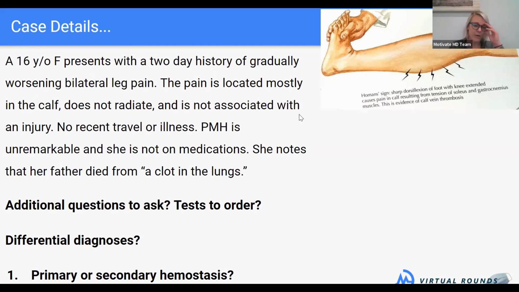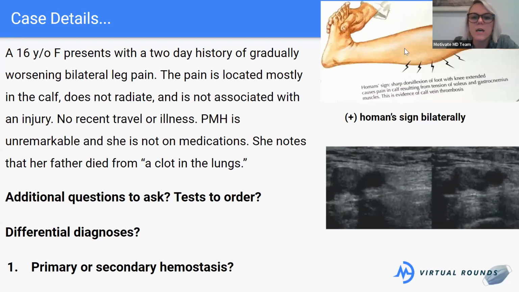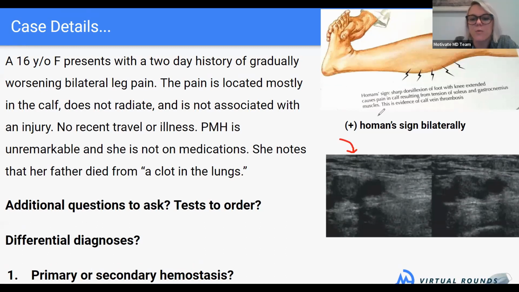So the test that we're ordering is usually, yeah, good job, Matthew, I was just about to say, a Doppler ultrasound of the lower extremity. And what we're looking for is this. Here's the vein when we're not compressing, and here's when we compress with the ultrasound probe on the vein. The vein looks the same when we're compressing and when we're not. That means the vein is not actually compressing. So we have lack of compressibility. That's a problem, and that is indicative of a DVT also.